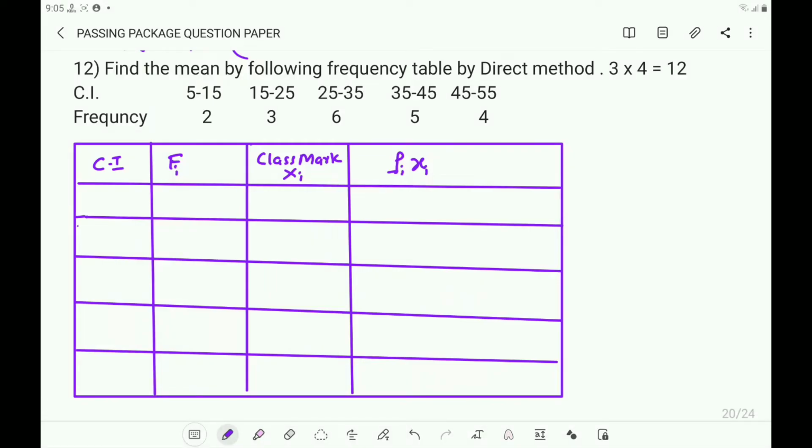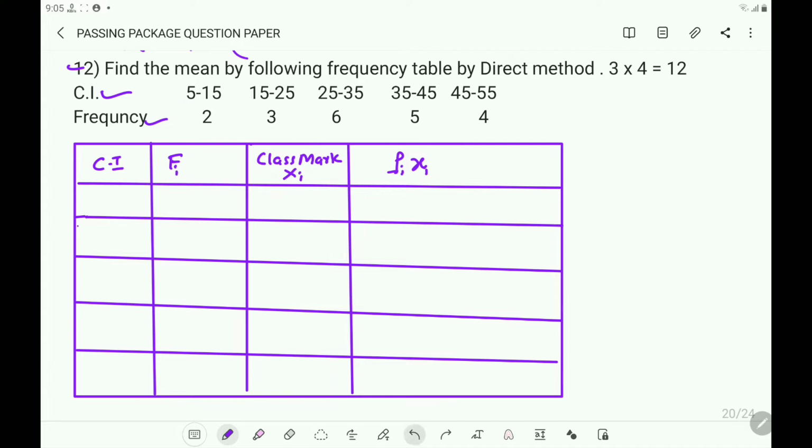Children, it is the next part of the passing package question paper, second part. Now the 12th question: find the mean of the following frequency table by direct method. Here the class intervals and corresponding frequencies are given. So make the columns for the class interval, Fi, class mark and FiXi.